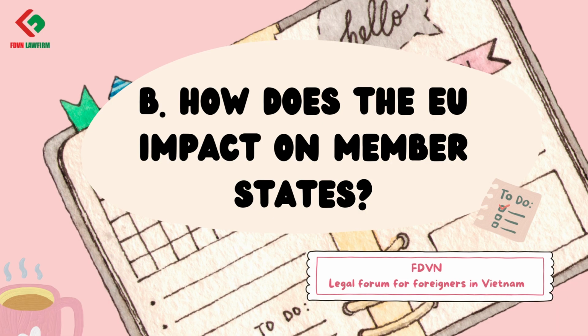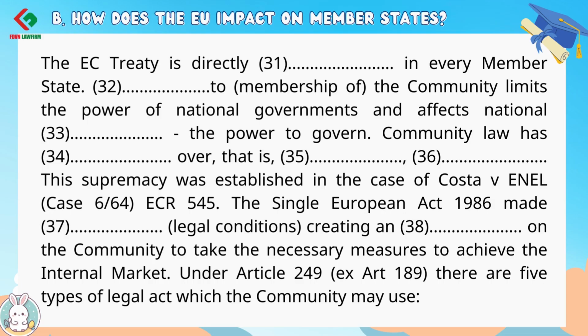B. How does the EU impact on member states? The EC Treaty is directly applicable in every member state. Accession to, membership of, the community limits the power of national governments and affects national sovereignty, the power to govern. Community law has supremacy over, that is, overrides, national law.